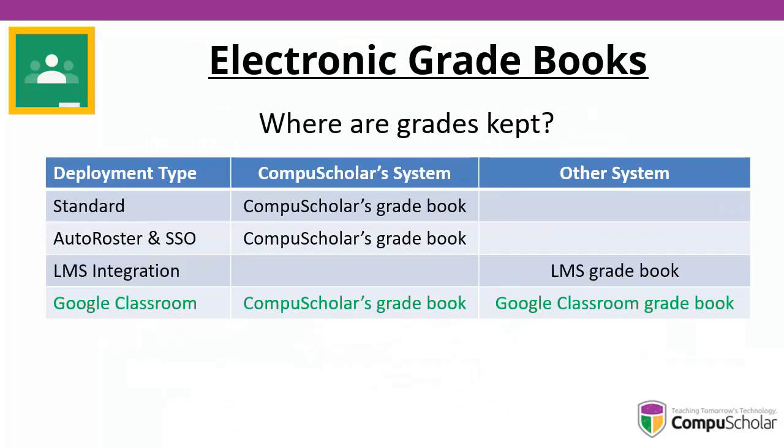And lastly, we do just want to compare the location of the gradebook. So if you're doing the standard deployment or automatic rostering, then CompuScholar gradebook has the master copy of the grades, so to speak. If you're in Canvas or Schoology or a similar third-party integration, then that learning management system has its own gradebook, and we don't keep grades in our system at all. And then in Google Classroom, the grades will start off in CompuScholar's gradebook because they are earned in our system as students take our quizzes and tests and complete the activities and so forth. But then we'll sync those grades over to the Google Classroom gradebook. So the grades will be kept in both places with this integration.